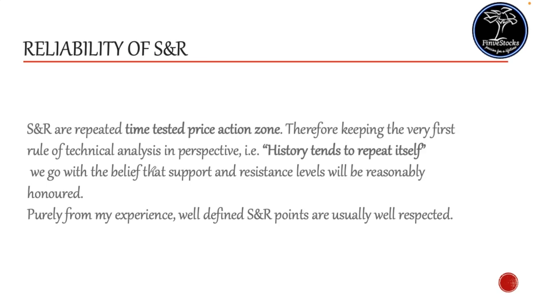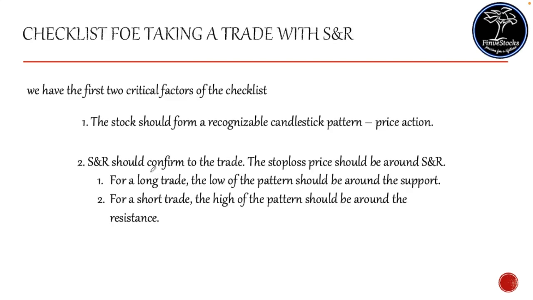So once you are well versed in identifying the support and resistance zone, it is easy to identify some good trades. So before taking a trade with support and resistance, we should have a checklist. The first two critical factors for this checklist are, one, the stock should form a recognizable candlestick pattern, that is the price action. In our previous video, we saw various price actions using single candlestick and multiple candlestick patterns. You can find these videos in the I button above.